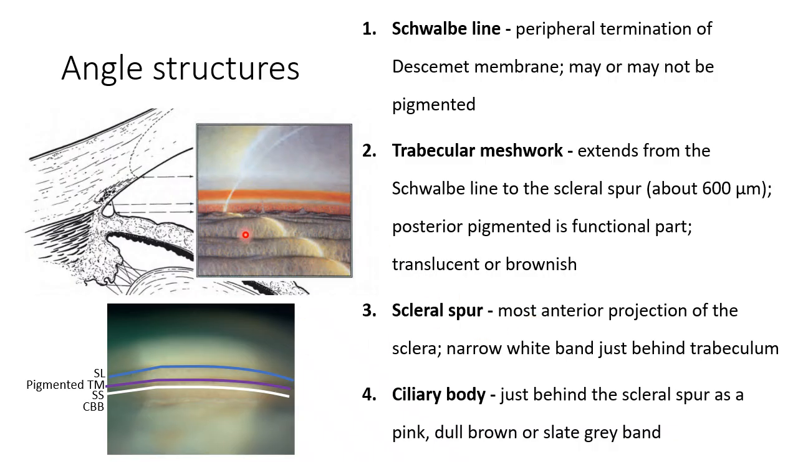Scleral spur, the most anterior portion of the sclera, this sharp jutting out portion of the sclera. It's a narrow white line just behind the trabecular meshwork. And finally, the ciliary body band just behind the scleral spur in the form of a grayish or brownish band. So those are the structures you see in the angle, in a normal open angle, anterior to posterior.